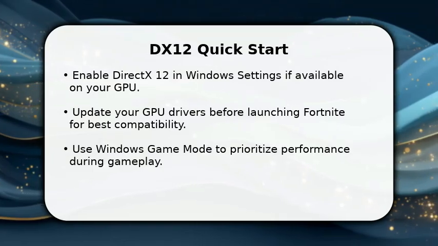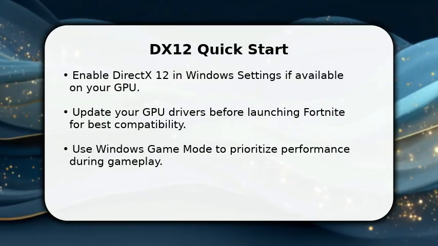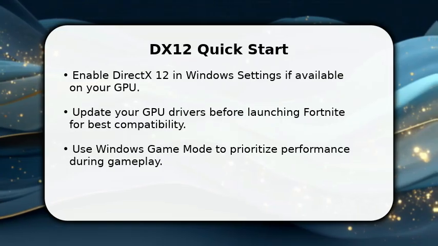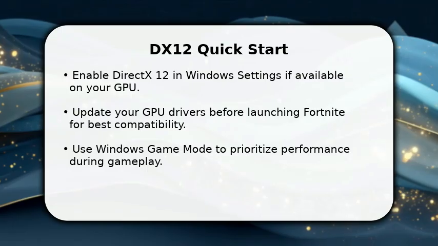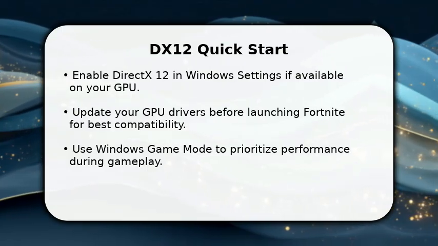Enjoy the video. In this video, I will explain how to play Fortnite on DirectX 12. Open Fortnite, go to Settings, and select Video, then set Rendering API to DirectX 12. Restart the game after changing the renderer.